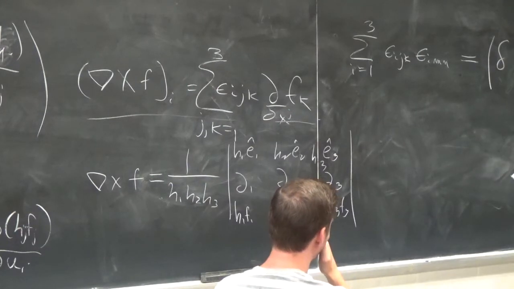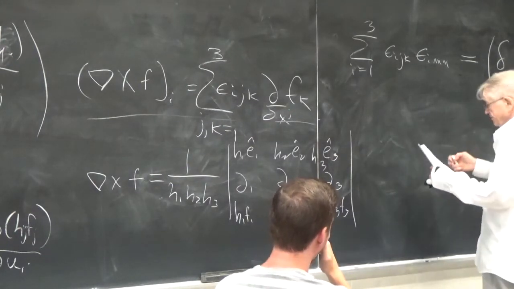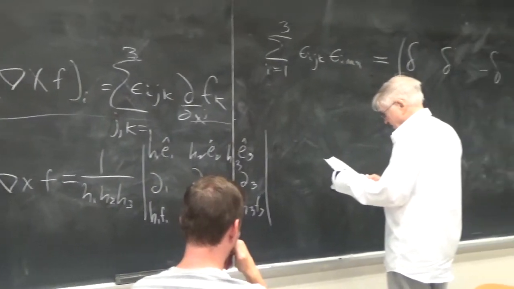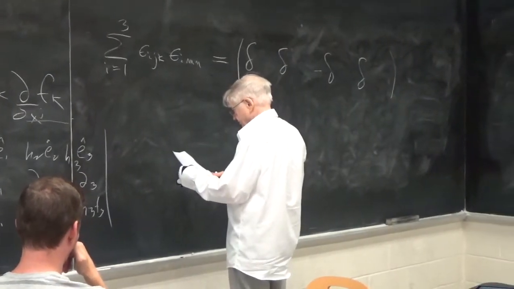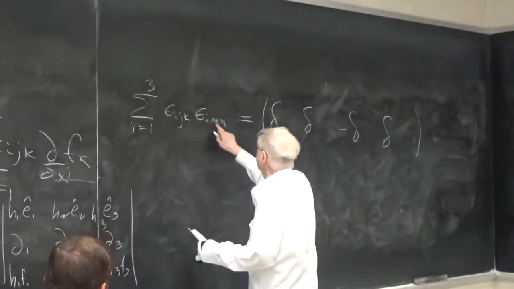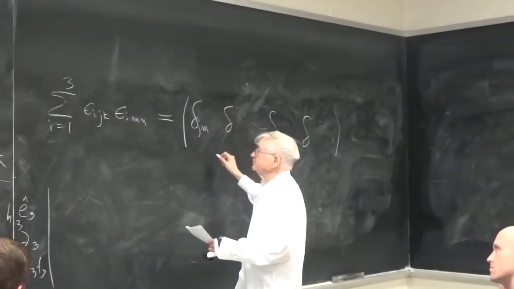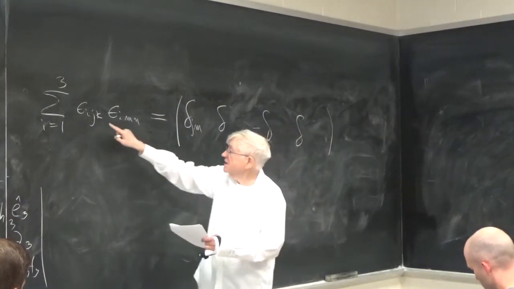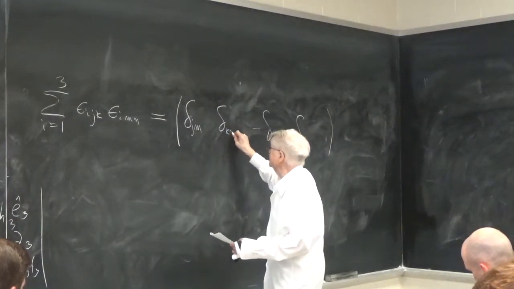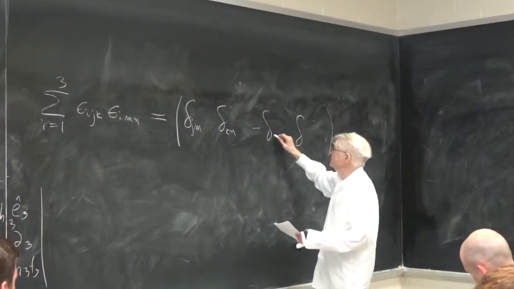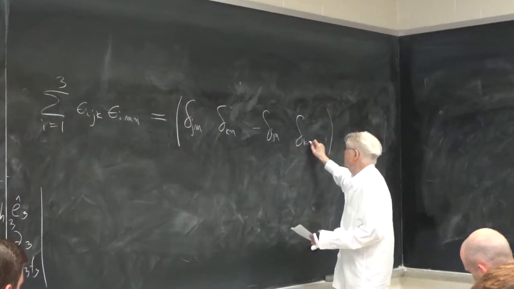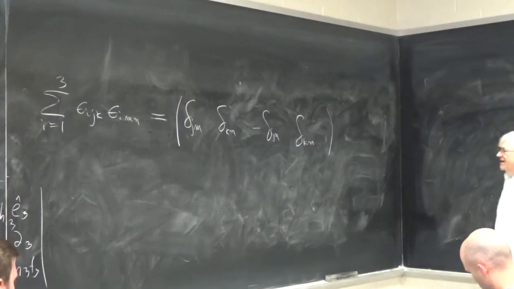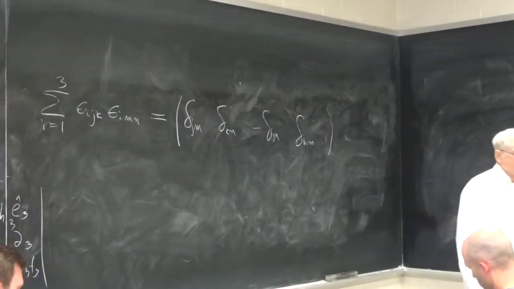Then what you do is you take, let me just make sure I get it right. So you take this one and that one and write it this way. And then you take this one and that one and write it this way. And then you swap them. So you have JN, KM. So that's how you can, if you want, that's how you can remember the identity.